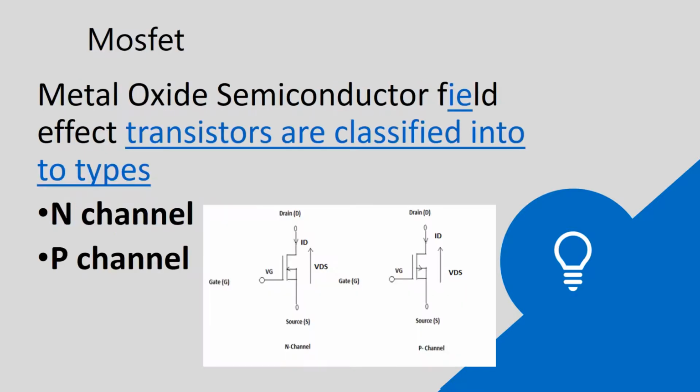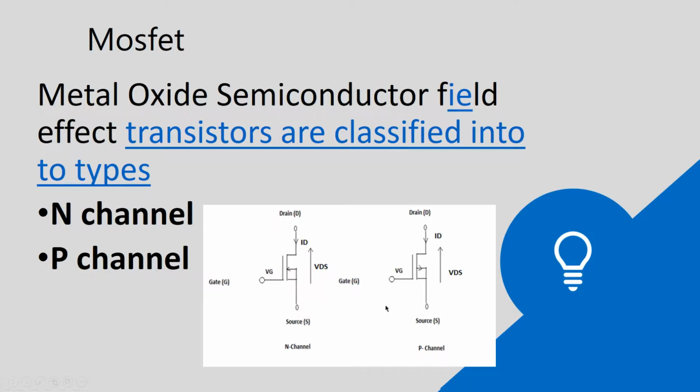Then we have the metal oxide semiconductor field effect transistor. These were an advancement from the BJTs because they had better improvements and better features as compared to the BJT. Again, we have 2 types, the N channel and the P channel. On the N channel, current flows from the drain to the source. On the P channel, current flows from the source to the drain.